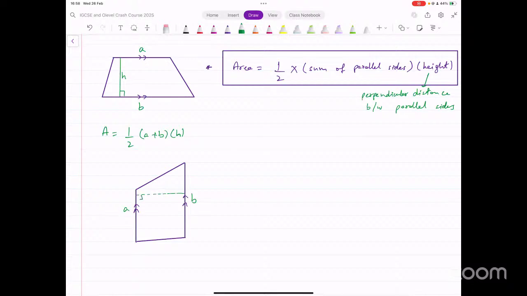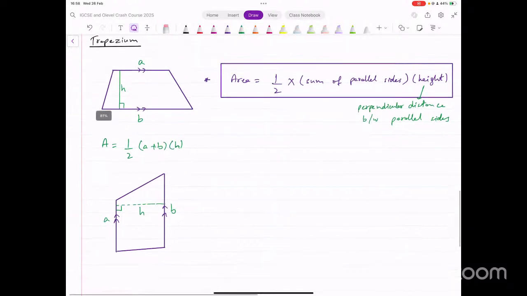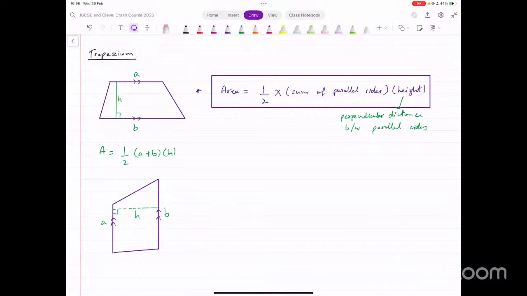So height is not necessarily vertical always. It can be horizontal like this. The idea is it should just give you the distance between the parallel sides. Okay. So in this case, this distance, let's call that h. Then this would be the formula that you have for the area of this trapezium. So a trapezium can be in both orientations. It could be horizontal, it could be vertical like this as well. Okay. So you need to be able to find the area of a trapezium that's given by 1 over 2 into sum of parallel sides times the height.